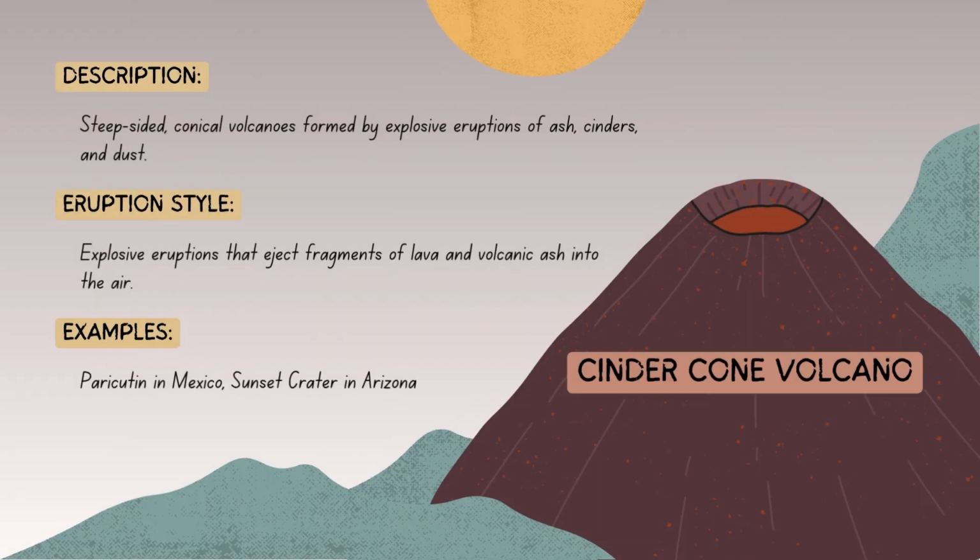Cinder cone volcano. It is a steep-sided, conical volcano formed by explosive eruptions of ash, cinders, and dust. This volcano has explosive eruptions that eject fragments of lava and volcanic ash into the air. For example, Paricutin in Mexico, Sunset Crater in Arizona.